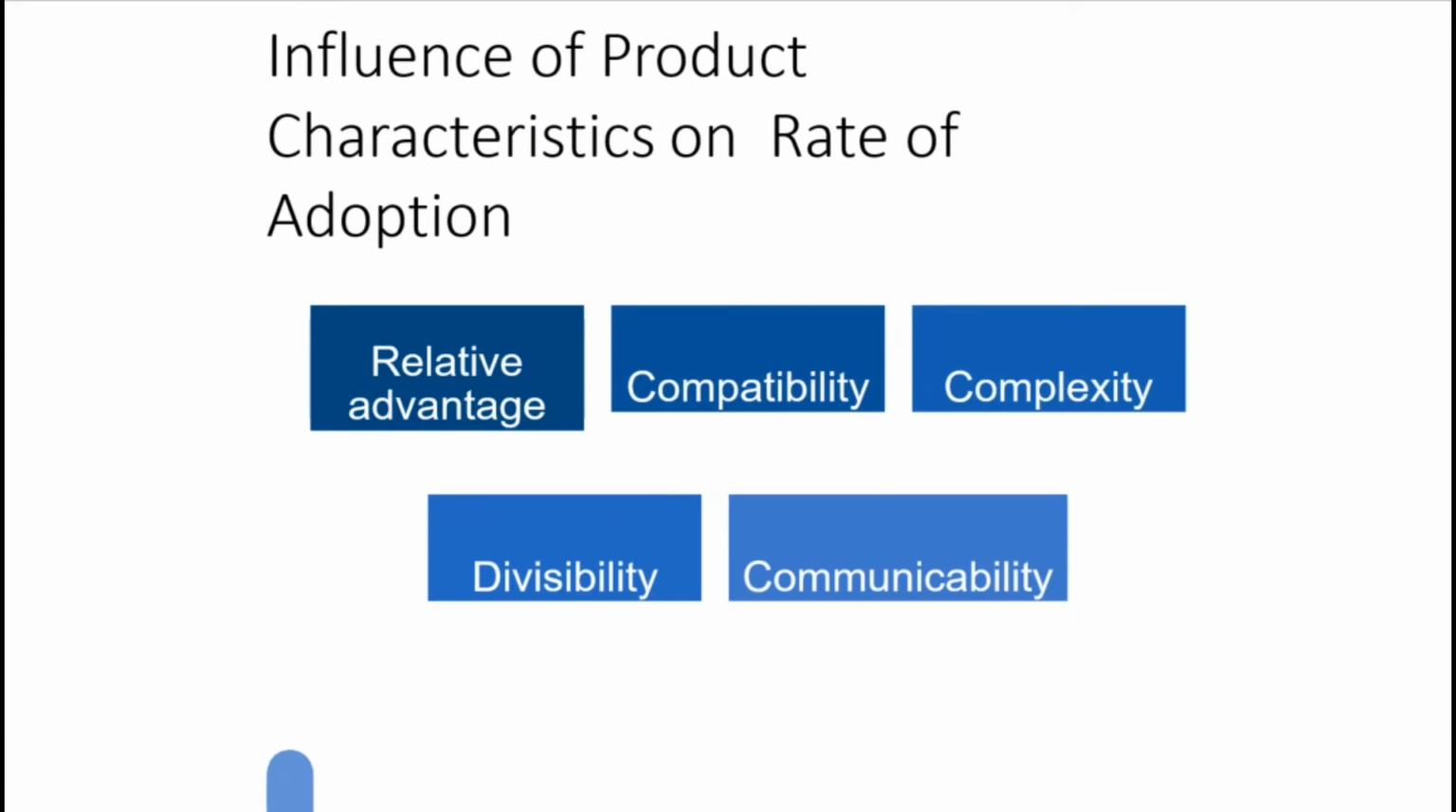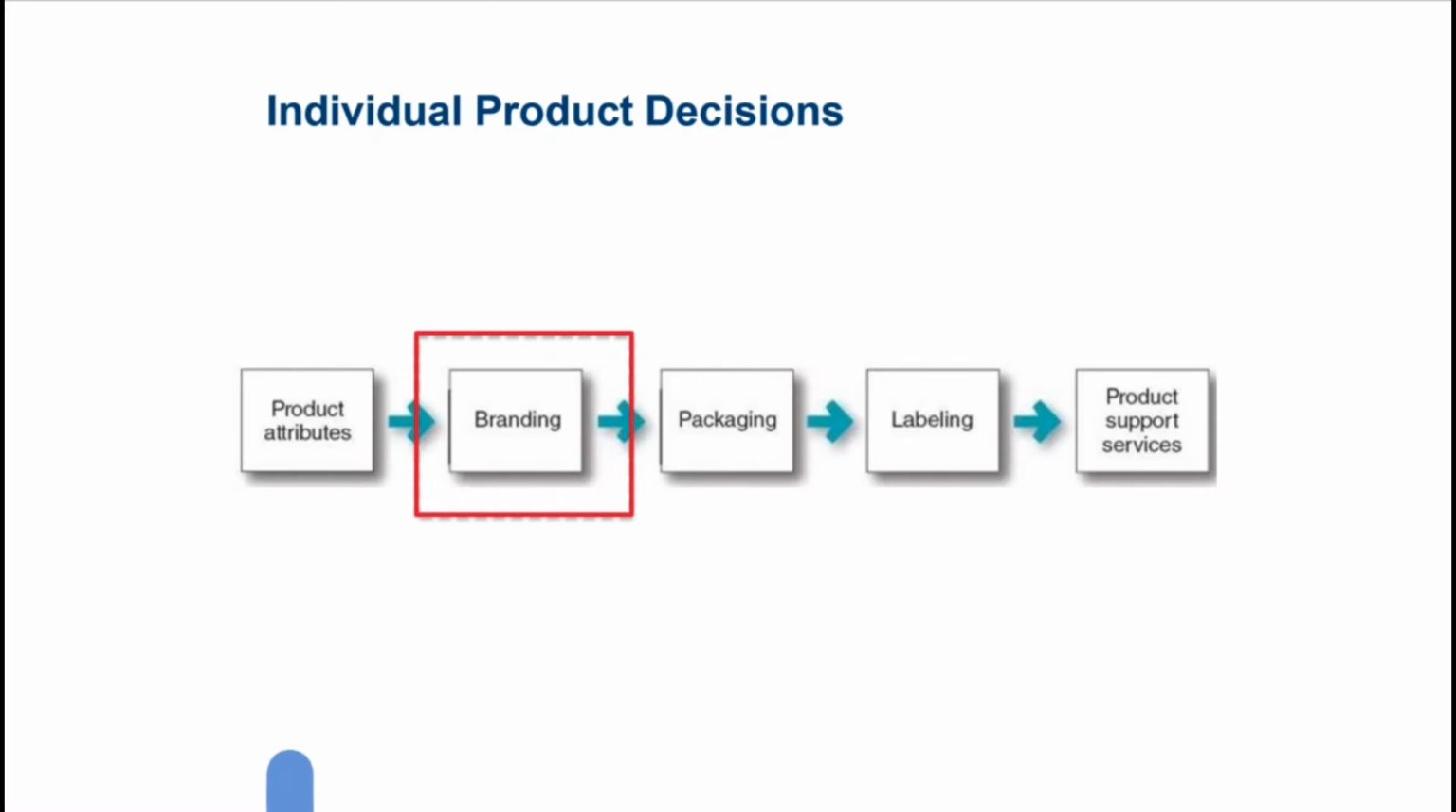Here are given 5 factors or 5 characteristics that influence our product's adoption. So these are relative advantage, compatibility, whether it is compatible to that market or not, the complexity, divisibility, and communicability. So when we are developing a new product, we need to pay attention to those 5 characteristics. So let's talk about one of the most important decision making stages called branding.